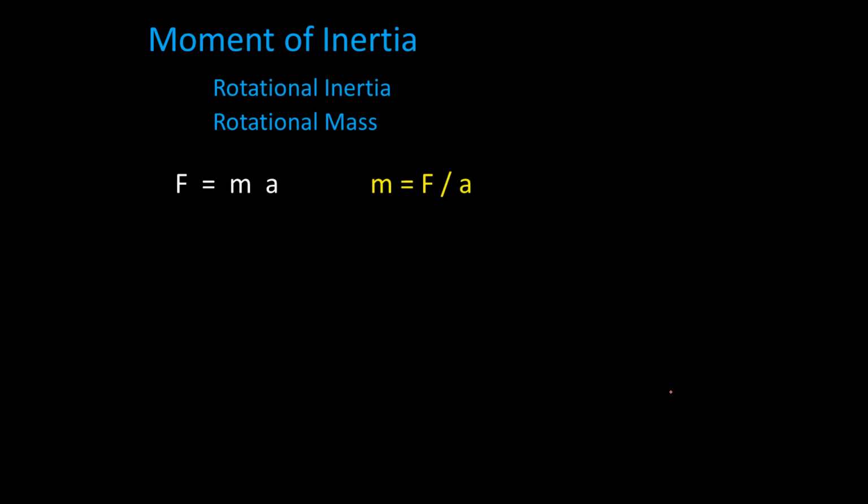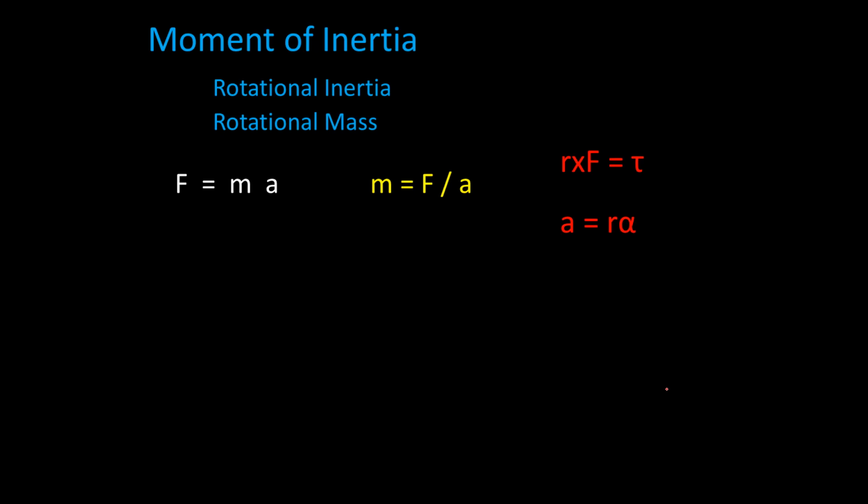Newton gives us a relationship between force, mass, and acceleration in the linear world, given by the most famous equation, F equals ma. We could use that to isolate any of the variables. We could look at mass, our measure of inertia, as being our force divided by our acceleration.